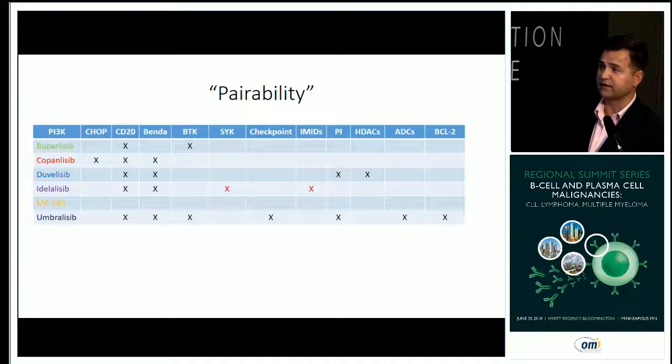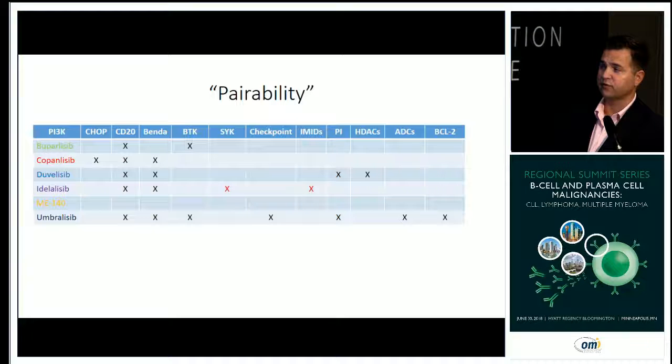Idelalisib has been looked at with CD20s, bendamustine. Those are red X's with SYK and with IMiDs because this is where some toxicities were seen, and I think that slowed down some of the pairability or some of the enthusiasm in this class to pair them. SYK inhibition with entospletinib had some pneumonitis risk, as well as lenalidomide, where there was some sepsis-like syndrome seen, which shut down studies very early.